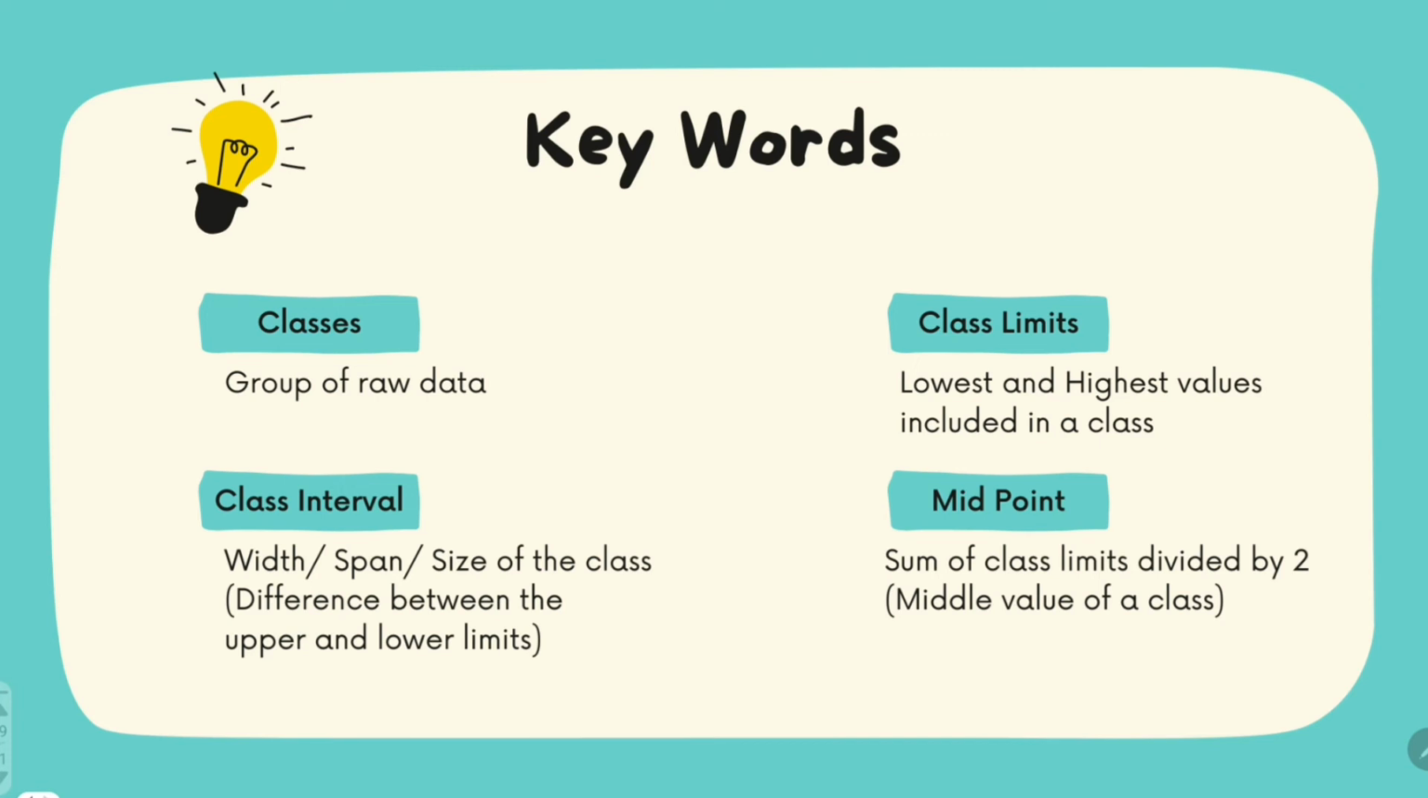Class limit is nothing but the lowest and the highest values that are included in a class. And the difference between your class limits, right? If, say for example, 10 to 20 is our class. Maybe it is the age of people. All the group of people who belong to the age group 10 to 20 years of age will be one class.